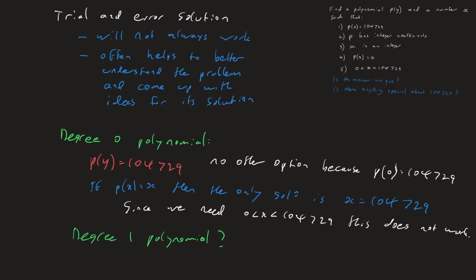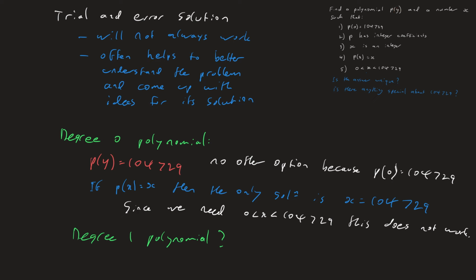And x is an integer, and p of x equals x, but it fails this requirement here that says that x has to be strictly less than 104,729. So there is no solution if in addition to these 5 requirements, we have a 6th requirement that p of y is a degree 0 polynomial.